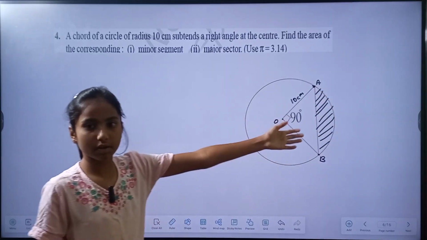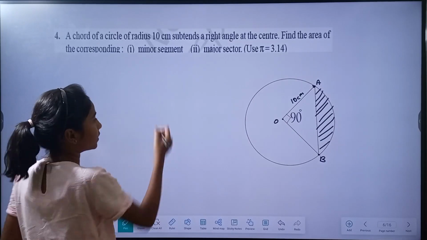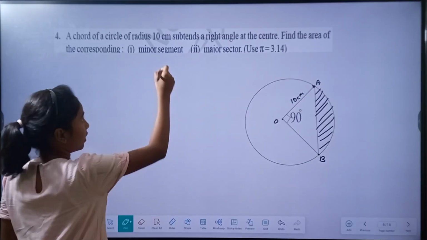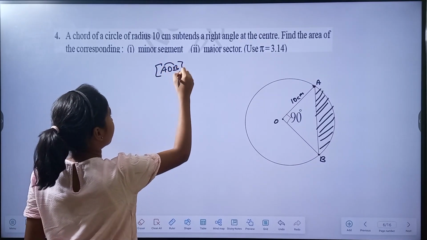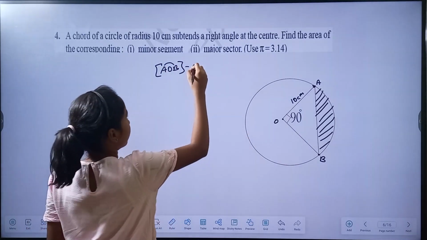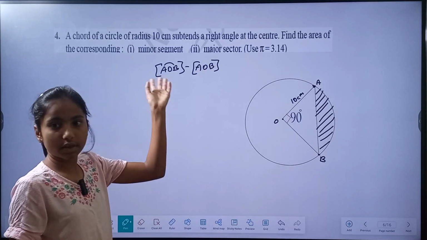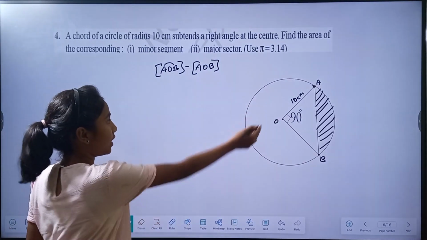We know the area of the segment equals area of sector AOB minus area of triangle AOB. We have to find what this equals. So let's find sector AOB first. They have given 90 degrees.